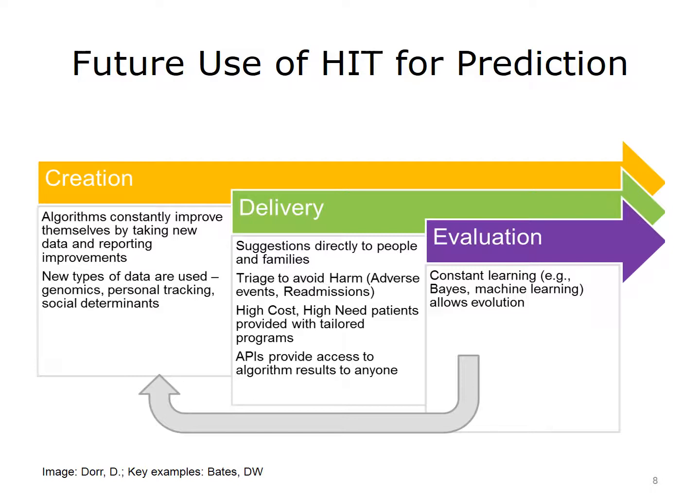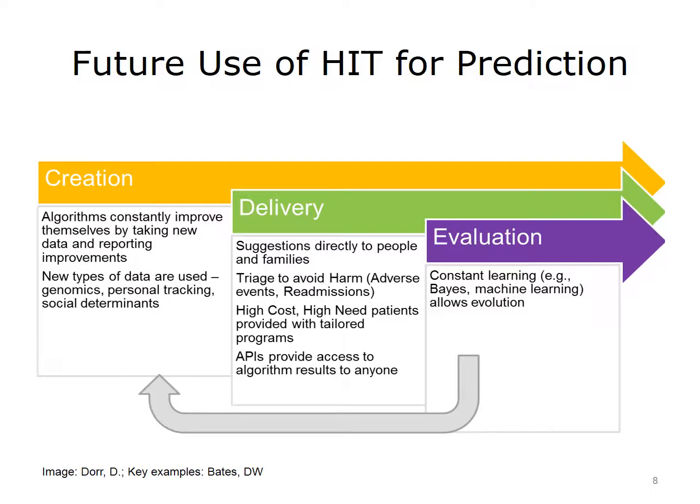For creation, new self-evolving algorithms may be programmed to periodically evaluate themselves and report potential improvements to their ability to predict. In addition, new types of data will completely revolutionize prediction. For example, genetic and protein data will change how we predict response to treatments and future risks.